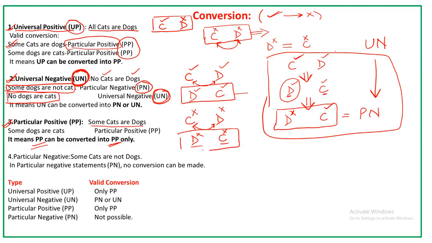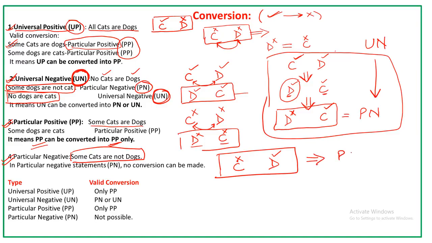So that is it. Now we have the fourth statement, which is the particular negative statement. Particular negative statement, that is some cats are not dogs. So this is how a particular negative statement is denoted. Now always remember that a particular negative statement cannot be converted. There is no conversion for them. A particular negative statement cannot be converted.